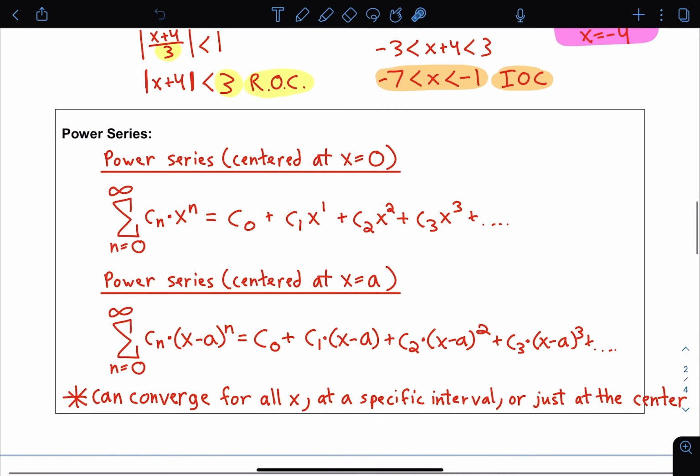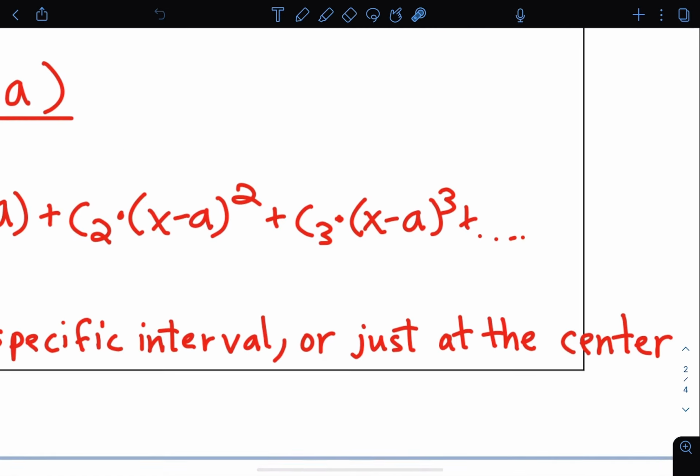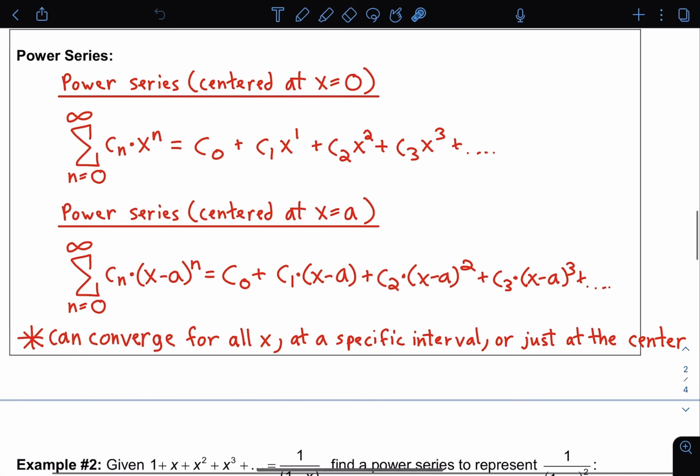And no matter which kind you have, these can converge potentially for all x values, or like the ones we've looked at so far, a specific interval, or just at one particular x value, the center. So we'll see some examples of all of these.